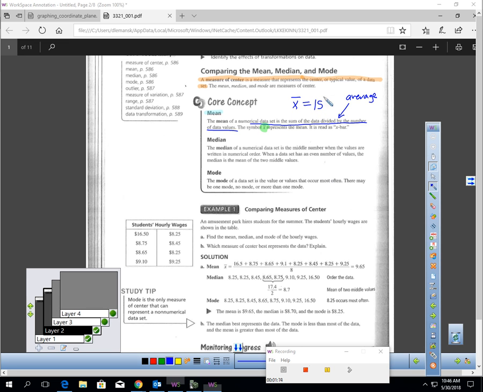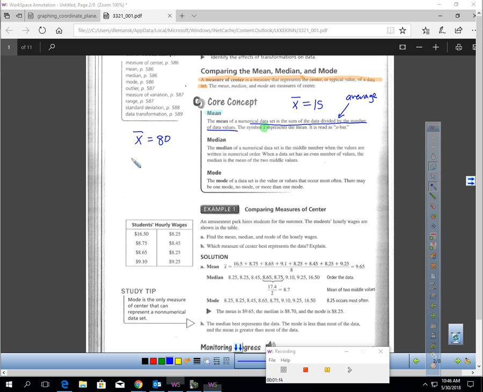So like if we took a chapter test, I'm making this up, and let's just pretend the chapter test was an 80. If I wrote on the board that, it means the average, the mean of the test was an 80. So that's what the symbol is.